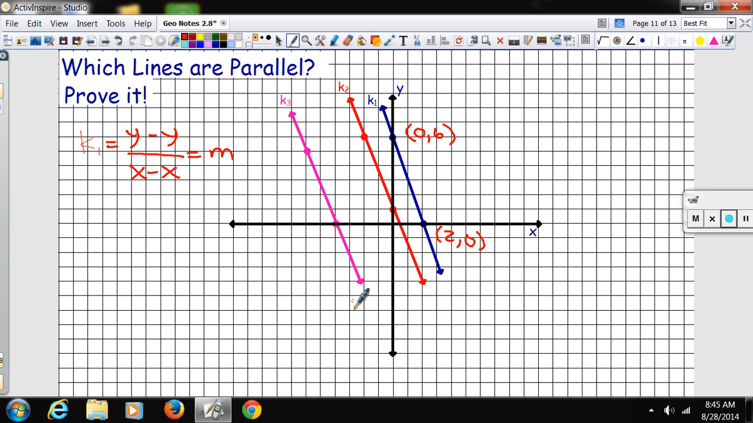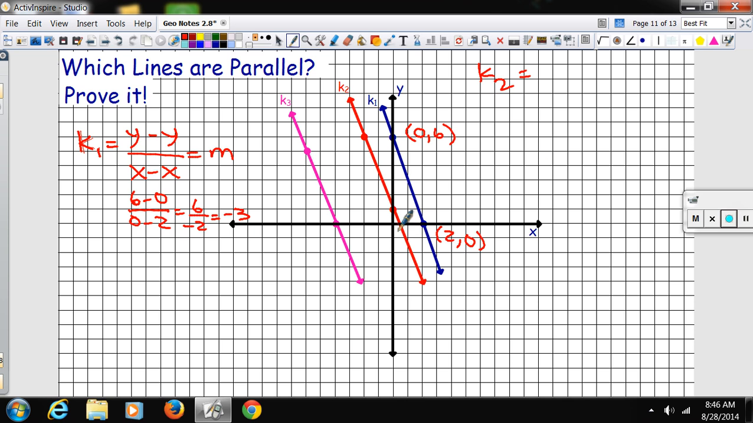So y minus y, 6 minus 0 on top. And on the bottom, you're going to get 0 minus 2. So you're going to get a 6 over a negative 2. You have a negative 3 slope. That's for K1. K1 has a negative 3 slope. Okay, over here, let's put K2.